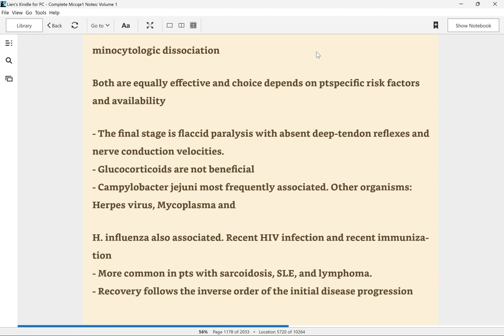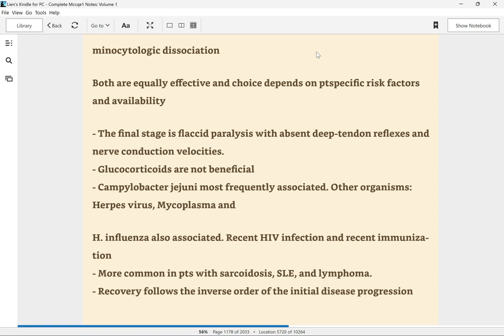Albuminocytologic dissociation. Both are equally effective and choice depends on specific risk factors and availability. The final stage is flaccid paralysis with absent deep tendon reflexes and nerve conduction velocities. Glucocorticoids are not beneficial. Campylobacter jejuni is most frequently associated.